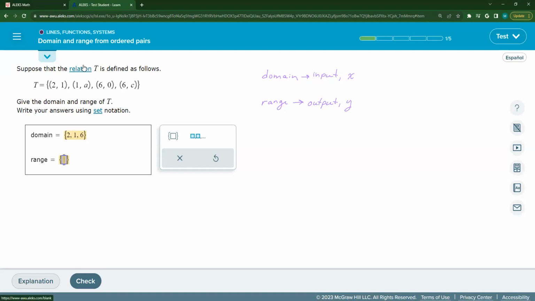So this is a relation, meaning we're comparing the x's and the y's, any two things we're comparing. If it is a function, then there would be no repeats in the domain. So this is not a function because of those two 6s.